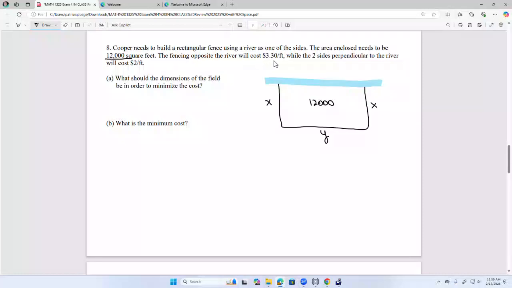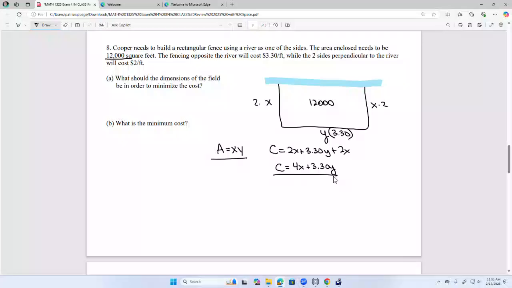The fencing opposite the river is going to be $3.30, so I'm going to multiply that by 330. While the two sides perpendicular to the river cost $2 each, so times 2 times 2. So I've got two equations going on here. I have the area, which is length times width, X times Y. And then I have the cost, which is 2x plus 3.30y plus 2x. So if I combine that, that's 4x plus 3.30y. So these are my two equations.